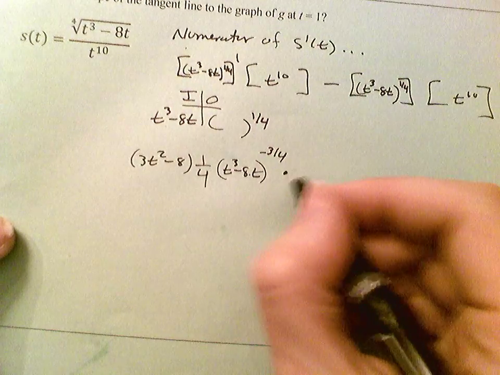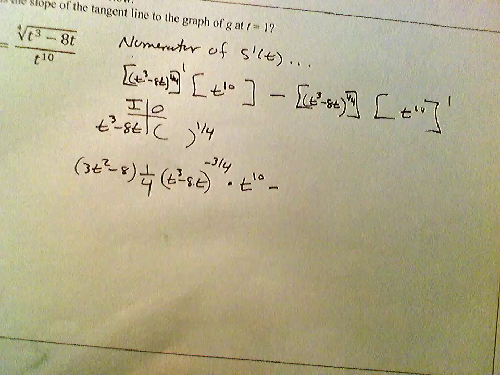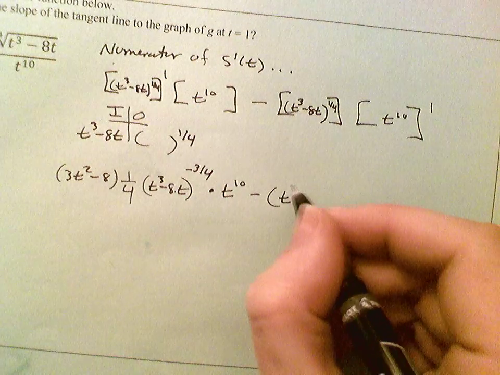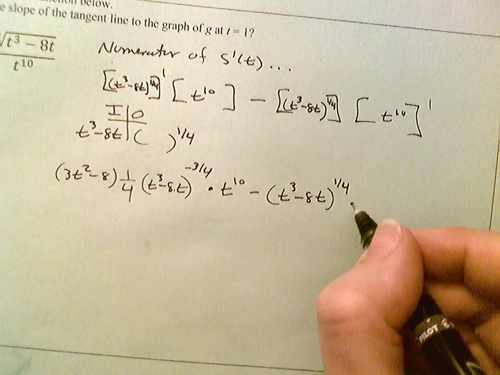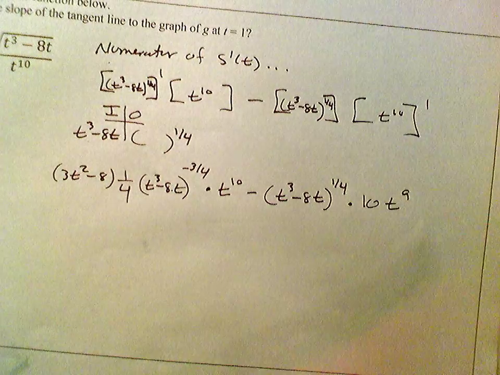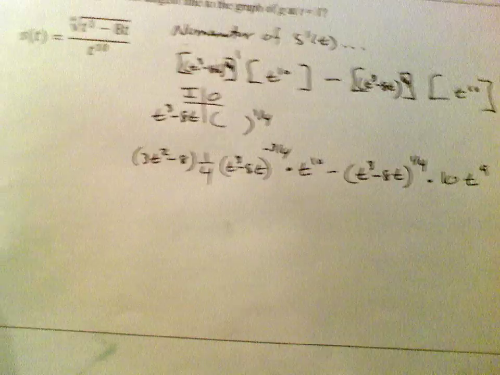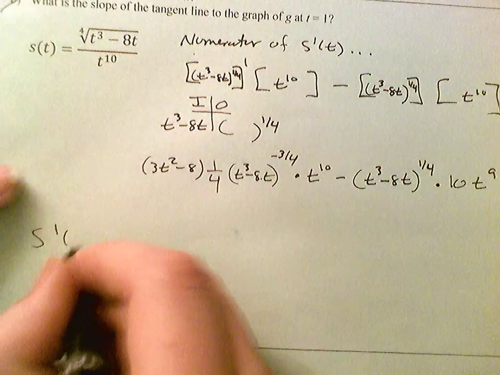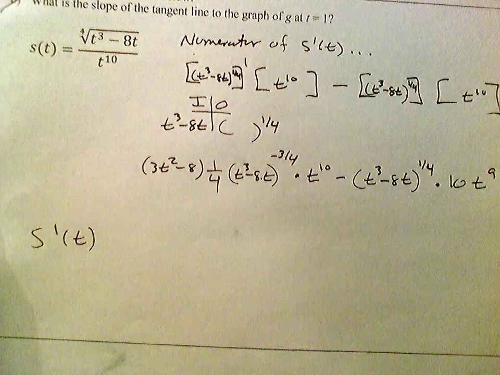t to the 10th just comes down. But there wasn't a prime on that bracket. Minus, this just comes down, I'm not taking the derivative there. t to the third minus 8t to the 1/4 times, this is a simple power rule, 10t to the 9th. That's just the derivative of the numerator. Now I'm about to write my final answer, guys, and I'm not going to forget that the denominator has to be g squared, with t to the 10th squared.